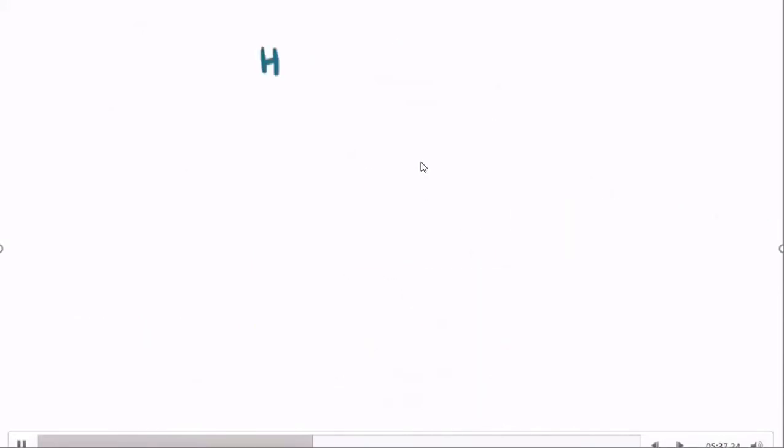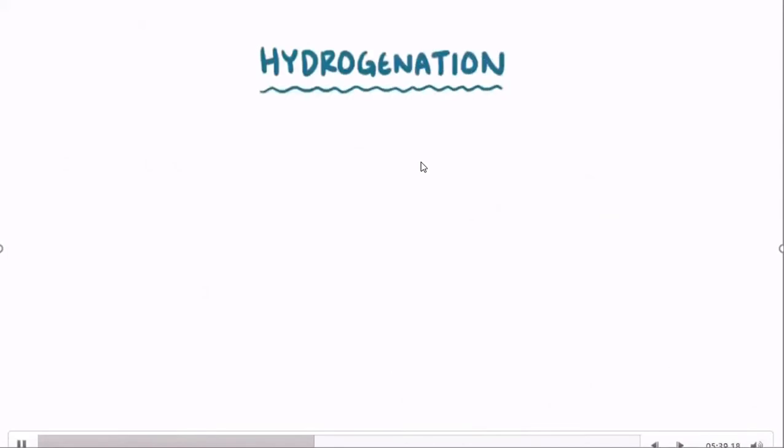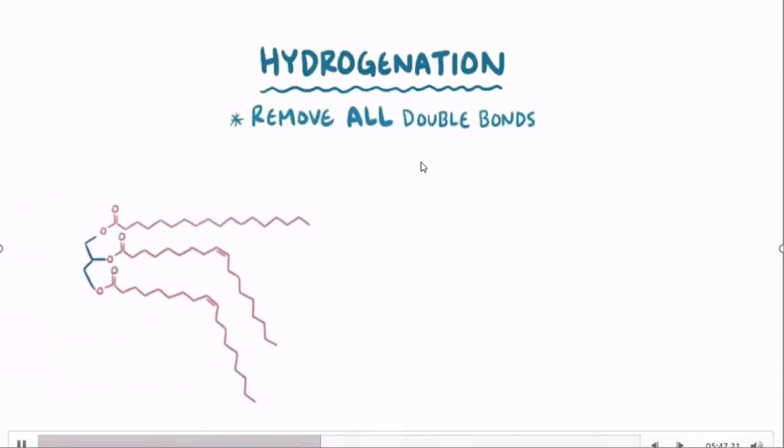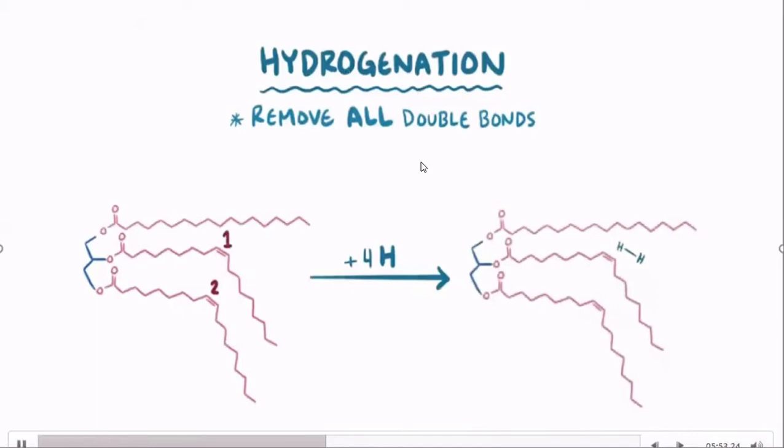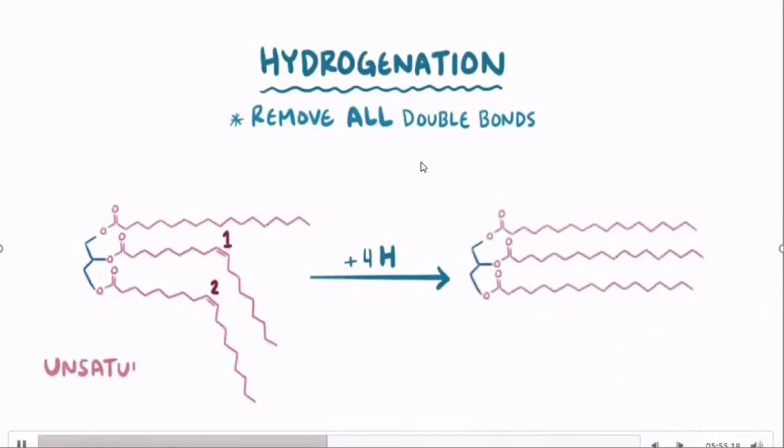Trans fats result from a process called partial hydrogenation. In just plain old hydrogenation, hydrogens are added to cis fats to get rid of all of the double bonds. So let's say that you've got this triglyceride, and it has a total of 2 double bonds. In this case, we'd add 4 hydrogens, 2 for each double bond. That turns the unsaturated fatty acids with cis double bonds into saturated fatty acids.